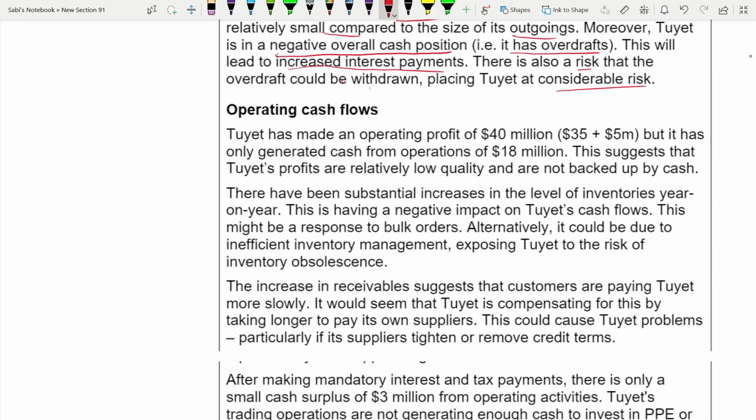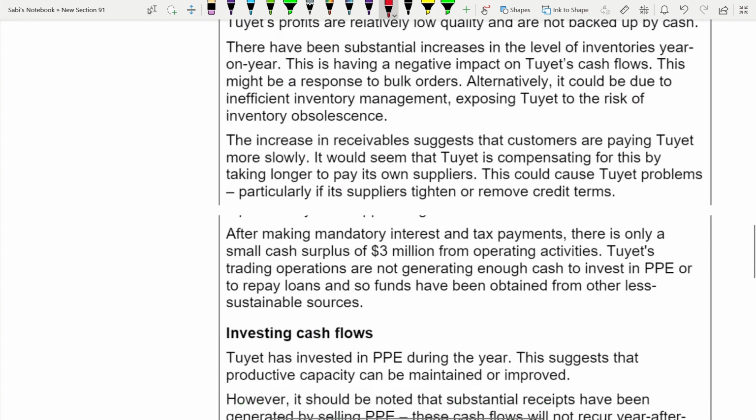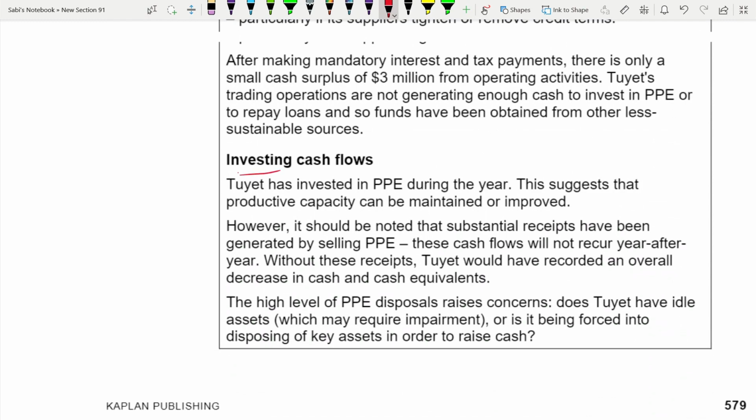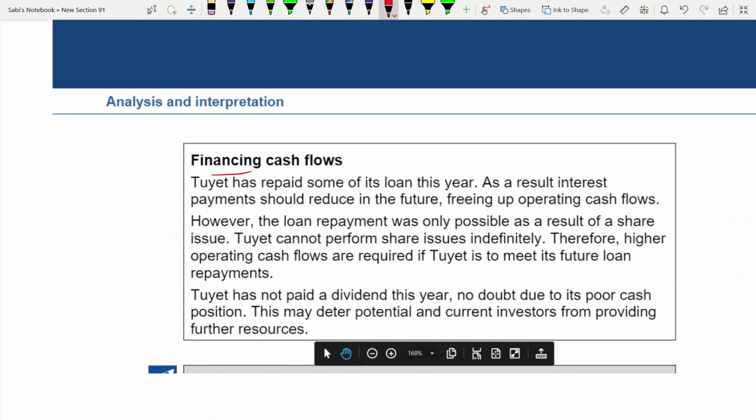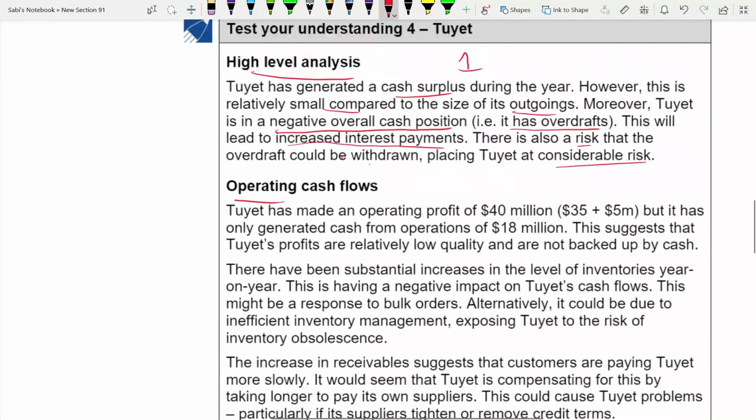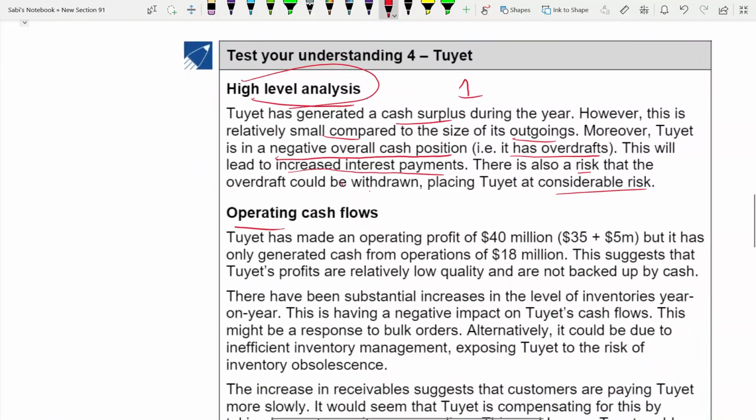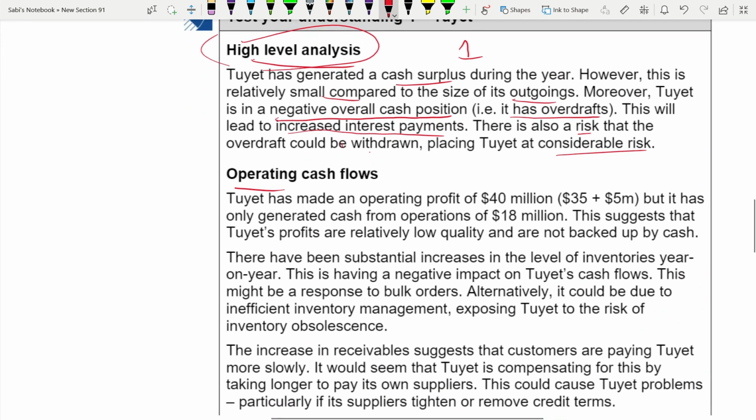You see, operating cash flow. They have a subheading. Then they explained. Then they have investing. Then they explained. Then they have financing. Then they explained. So the conclusion is basically they have explained in the beginning only. That is high level analysis. You can do it like this, or at the end also you can do it. No harm. Okay. Starting with operating.